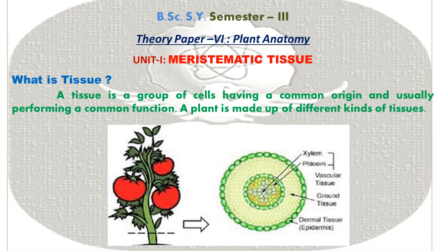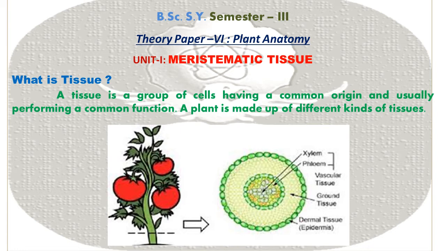B.Sc. second year, semester 3, theory paper 6: Plant Anatomy. This is unit 1, meristematic tissue. What is tissue? A tissue is a group of cells having a common origin and usually performing a common function. A plant is made up of different kinds of tissue.